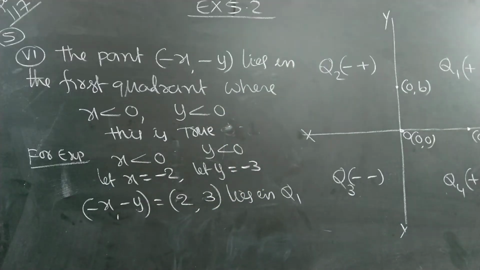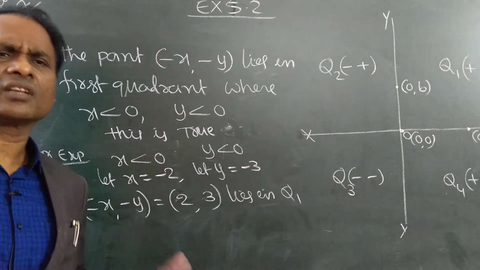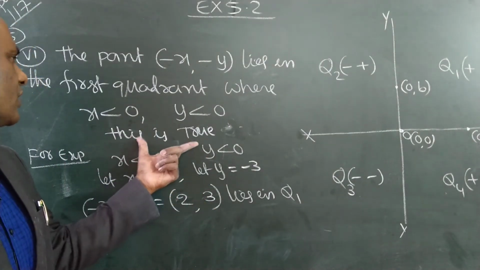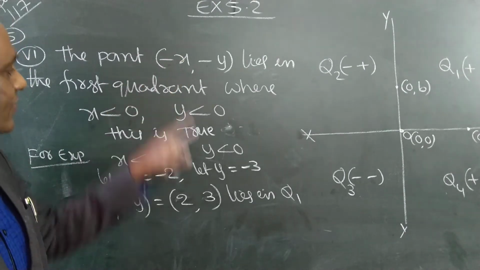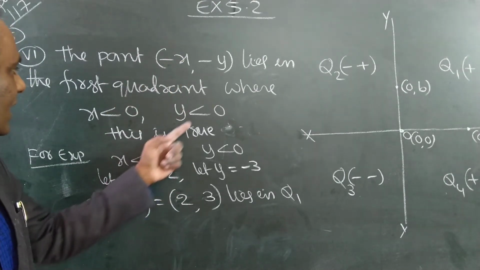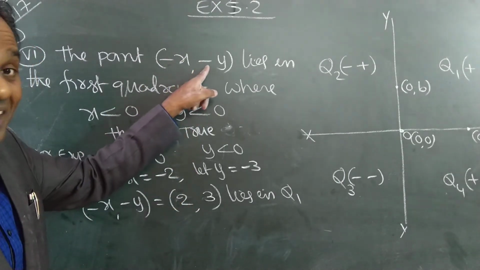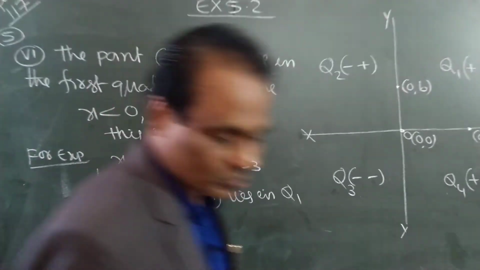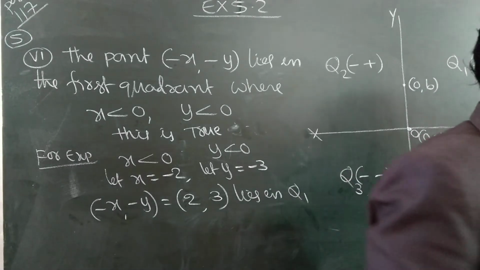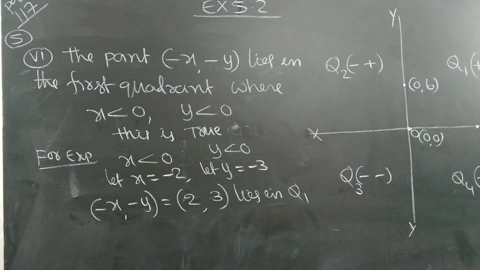This is a tricky question, somewhat confusing, so you have to understand. Already x is negative, and minus into minus is plus. Already y is negative, already minus is there, so minus minus is plus. Correct statement. True. Followed or not?